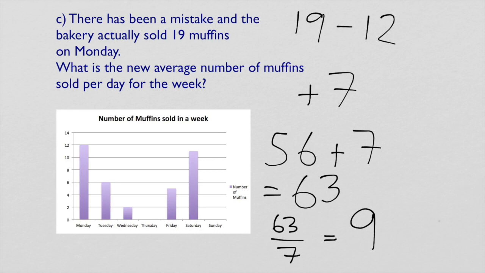Right, so we've worked through 3 questions, starting with a fairly basic one and then ending with the icing on the cake, or the muffin, sorry, bad pun, on how the numbers change and you have to recalculate your total, then recalculate your average.